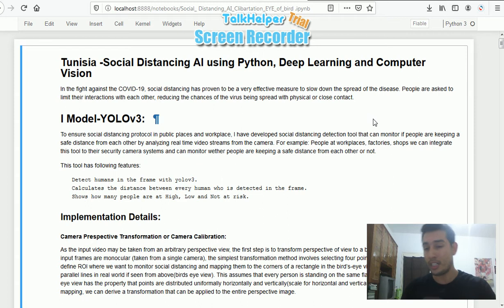People are asked to limit their interaction with each other, reducing the chance of the virus being spread through physical or close contact.